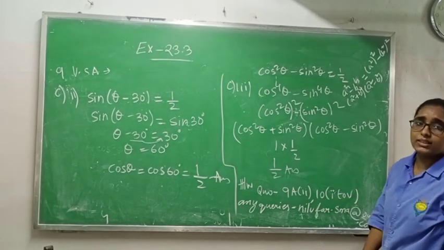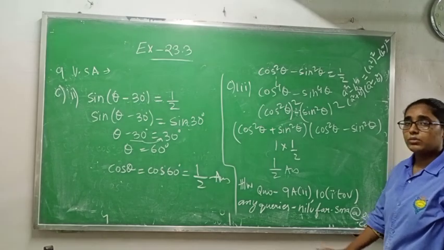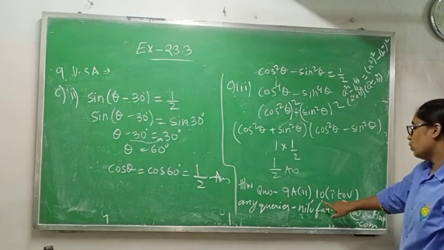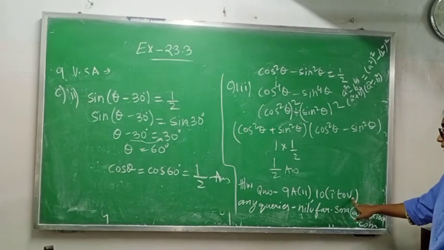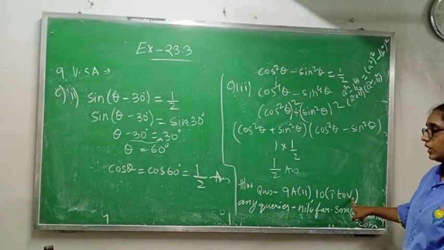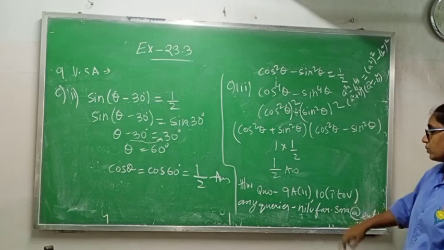Your homework is question number 9A2. It is same as 9A1. Same thing you have to do. And question number 10, 1 to 5. You have to do question number 10, 1 to 5. This is your homework. If you have any problem, you can ask me.